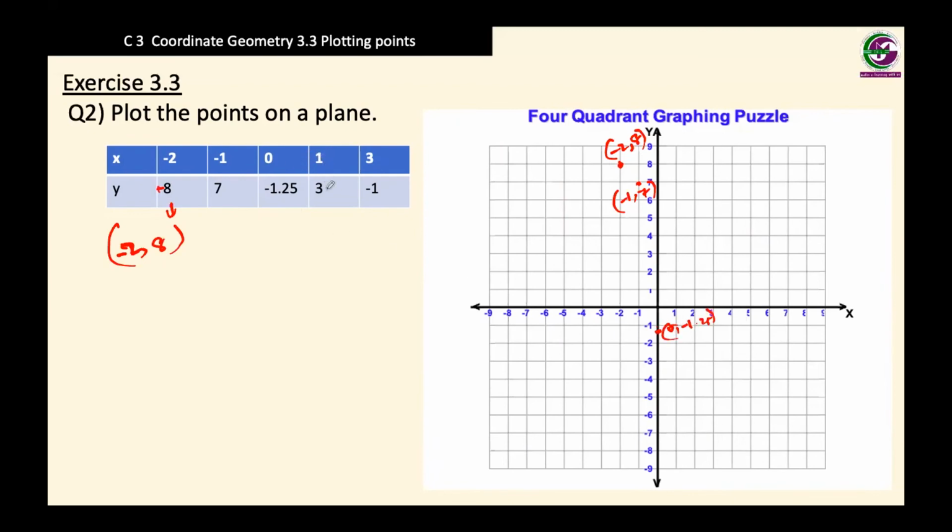From 1, 3 steps up. 1, 3 steps up. From 3, 1 step down. 3, one step down. Here it is. -3.